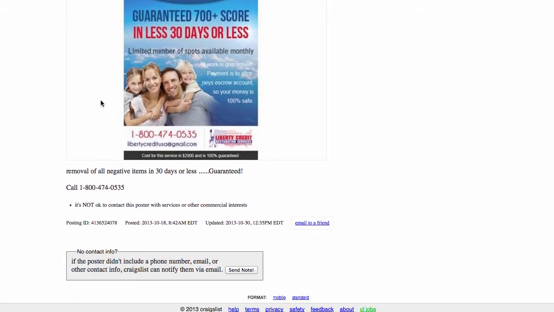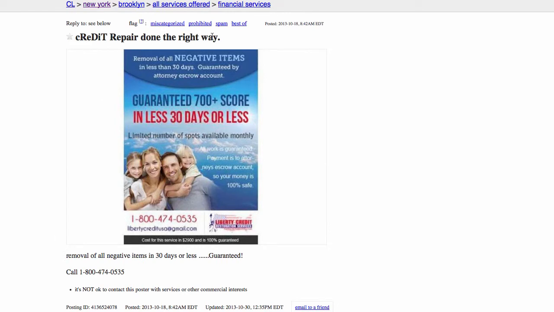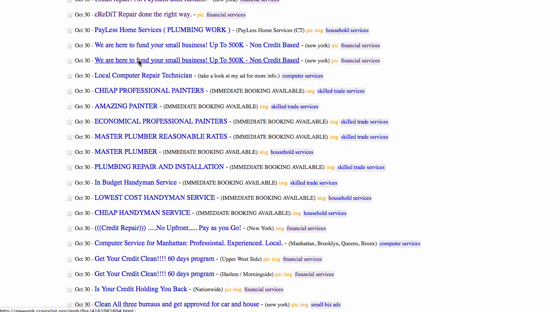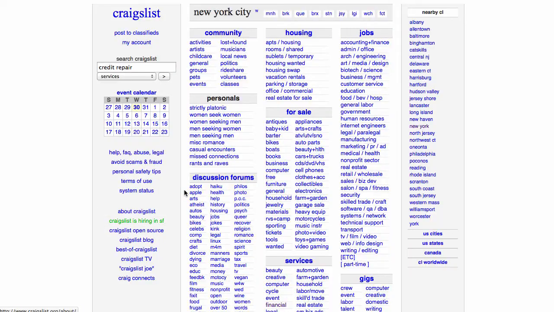This is a pretty solid ad. Credit repair done the right way. I don't like how they did this. This wouldn't catch my eye. This is hard to read. And people who are skimming the search results, they'd probably skim past this. It also looks very unprofessional.